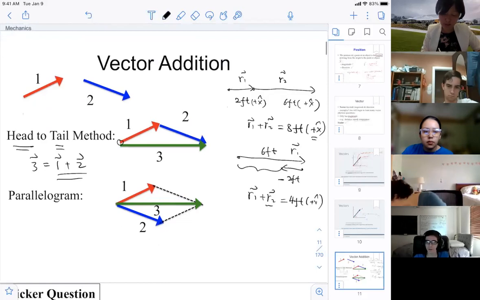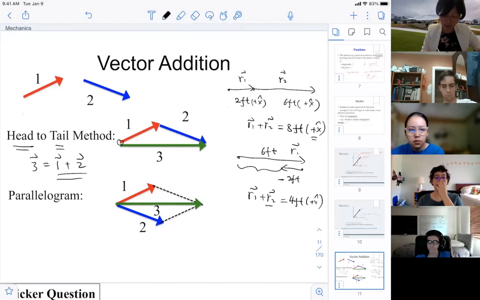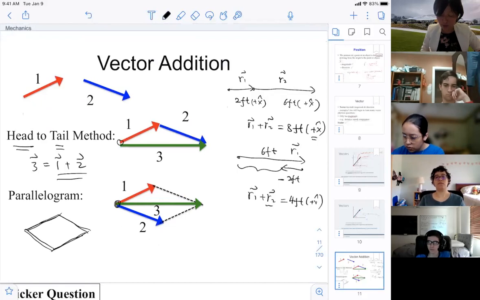The second method is essentially the same. It's called the parallelogram method. A parallelogram is simply something like this, where this line is parallel to that line. So instead of connecting 1 and 2 head to tail, you connect the tails together. 1 and 2, the tails overlap, and you form a parallelogram from the tip of 1 and the tip of 2. You draw 2 dashed lines, so this becomes a parallelogram. The diagonal line of this parallelogram is going to be your third vector.